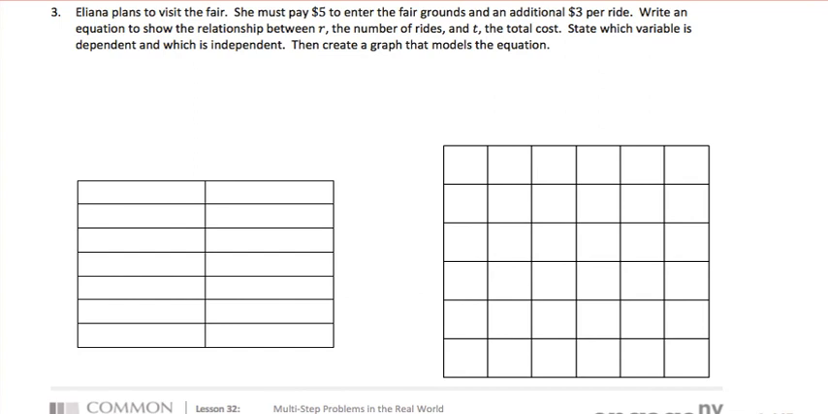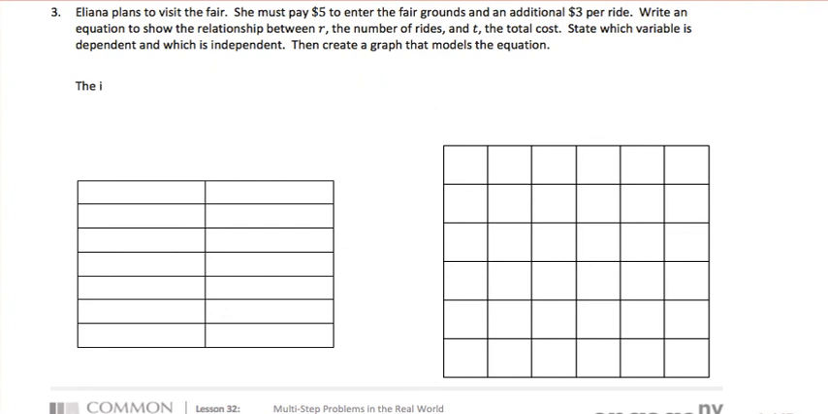And finally, in exercise 3, Eliana plans to visit the fair. She must pay $5 to enter the fairgrounds, an additional $3 per ride. We're going to write the equation to show the relationship between R, which is the number of rides, and T, the total cost. Then, of course, state which variable is dependent and which is independent.